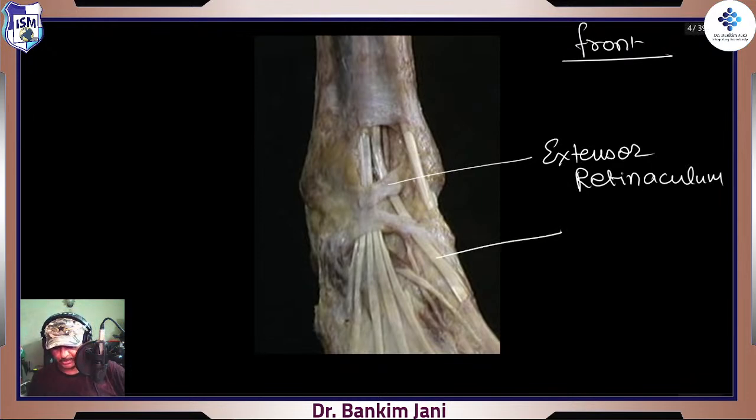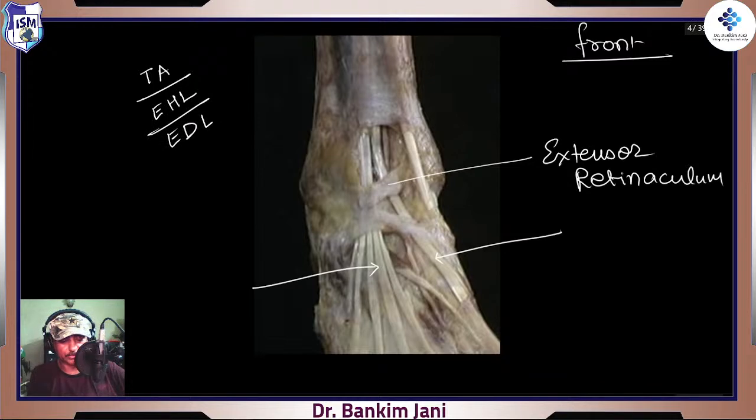This one and this one, you should be able to identify them without any problem. These are the muscles of the anterior compartment. In the anterior compartment, we talked about tibialis anterior. Which other muscles? Extensor hallucis longus and extensor digitorum longus, correct? So here it is. See, such a big muscle.